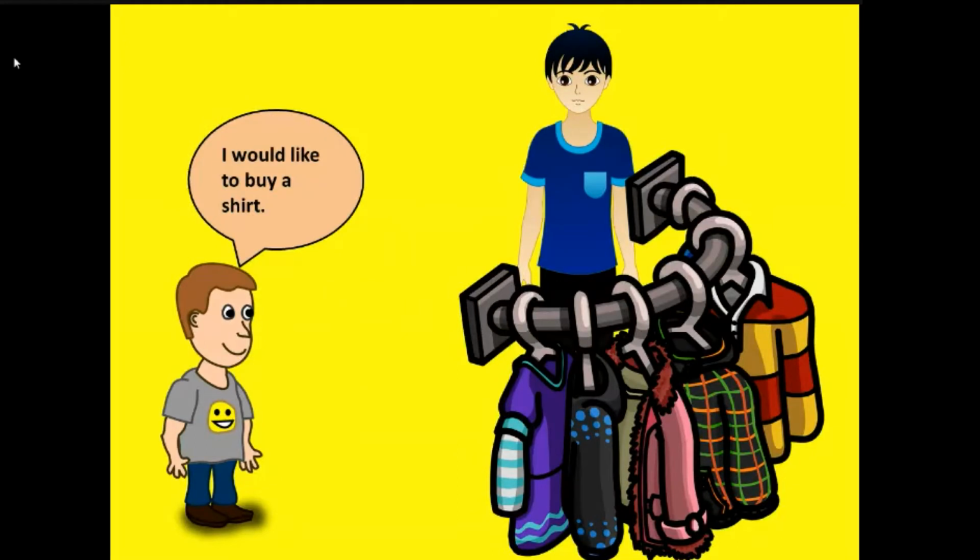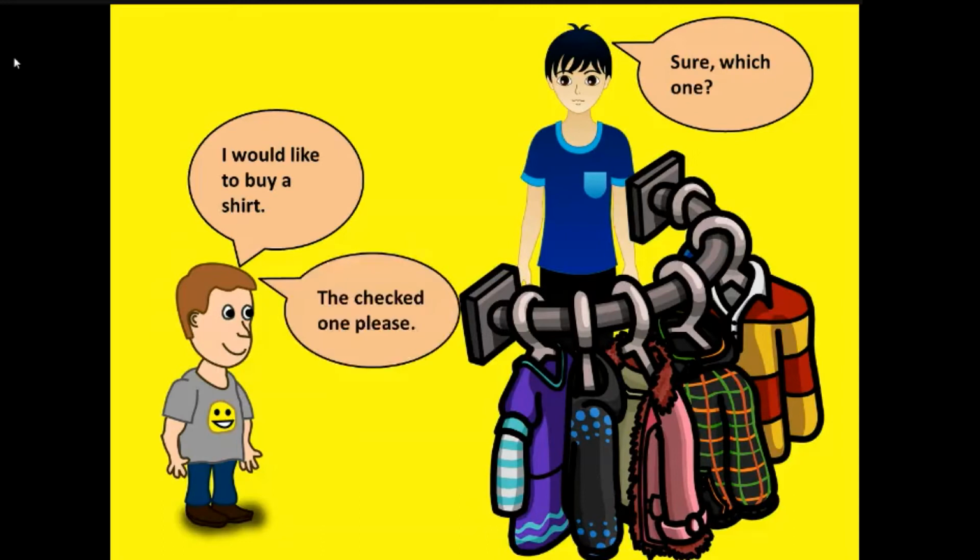I would like to buy a shirt. Sure, which one? The checked one, please. Now we have to observe these sentences carefully and see where we place an article in a sentence. If you look at both the dialogues or the sentences, we notice that an article is used before a noun.